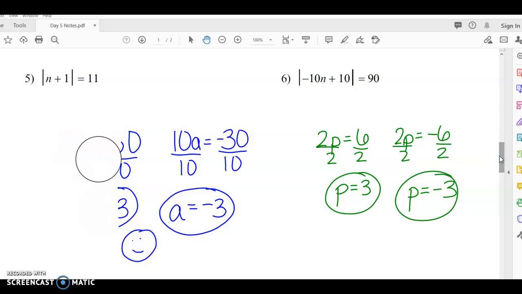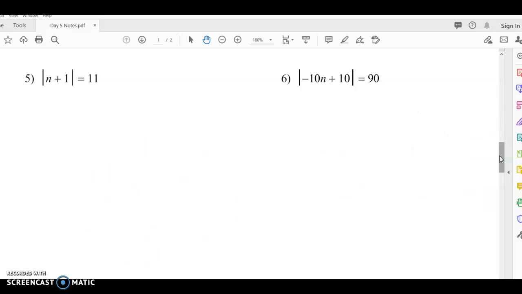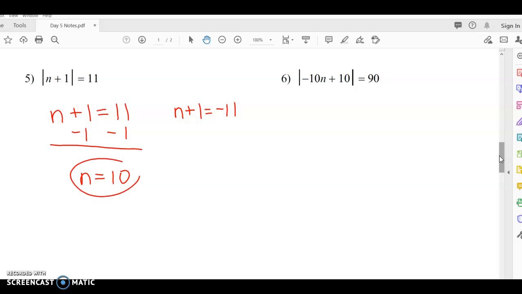So on this next one, I can see I have my absolute value that's equal to 11. So I'm going to solve for positive 11 and negative 11. So I have n plus 1 equals positive 11, and then n plus 1 equals negative 11. So when I subtract 1, 11 minus 1 gives me an answer of 10. And then negative 11 minus 1 gives me an answer of negative 12.